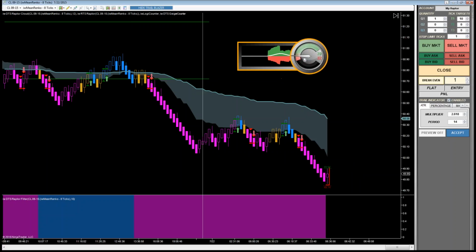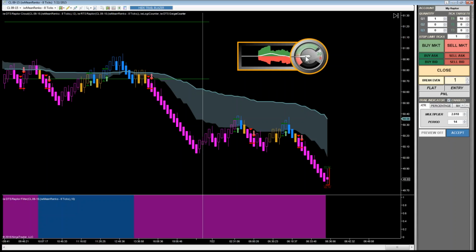This tool that you see right here, this is one of the latest tools from Indicator Warehouse. This is called the Geiger counter. And the Geiger counter is essentially a tape reader. It allows you to see the time and sales visually. So you can see where the buyers are, where the sellers are. Currently, the needle is white, suggesting that there's no real bullish or bearish bias.